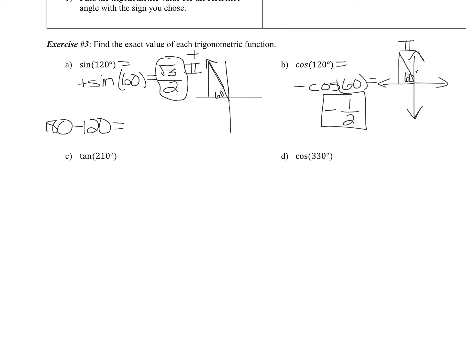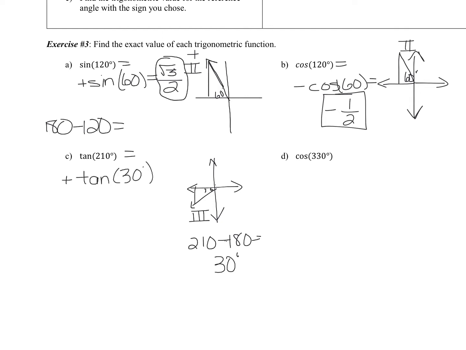The next one, the tangent of 210. We know 210 is in the third quadrant. 210 minus 180 equals 30. So this is a 30 degree angle here. Tangent is positive in the third quadrant. So this is going to be the positive tangent of 30. We know the tangent of 30 is radical 3 over 3, and it's going to stay positive.